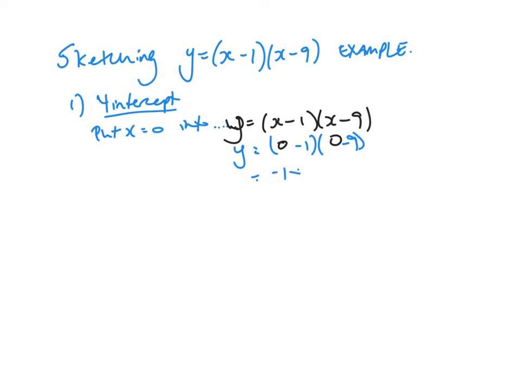Okay, so that would be -1 times -9. So 9 is your y when x is 0. So one of your points now is going to be (0, 9).